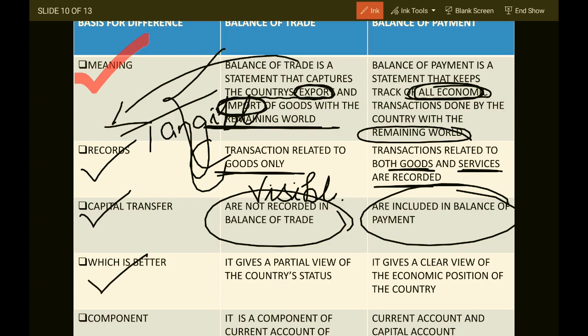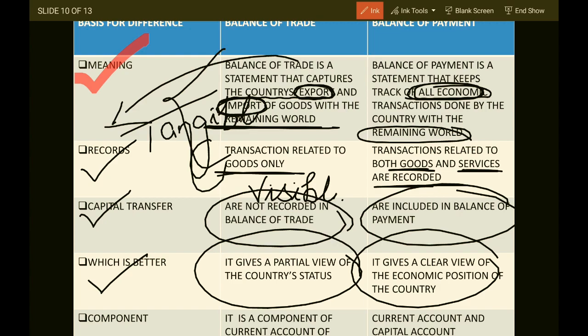We have studied previously also, balance of trade is just a part of balance of payment, so it gives a partial view of the position of import and export of just visible items, whereas balance of payment gives an entire view of the position of import and export of visible as well as invisible items, how much money we have to receive, how much money the country has to pay to other countries. It is a component of the current account.